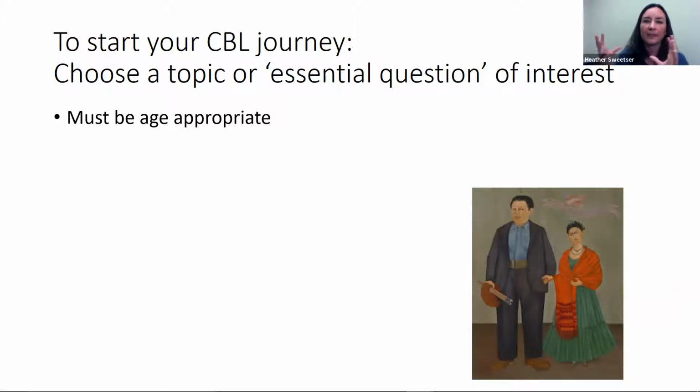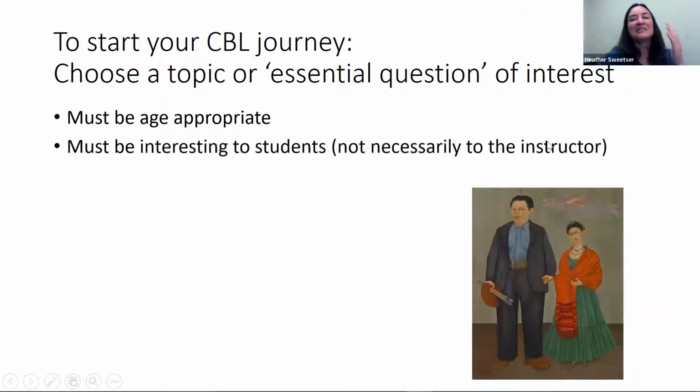And I teach elementary, middle school, and high school in the summertime as well. So sometimes I get confused and I think that this will be great for my middle school students, and it was not. So this is something to keep in mind. And it's got to be interesting to the students, not necessarily to the instructor.